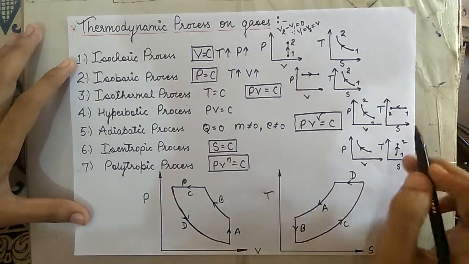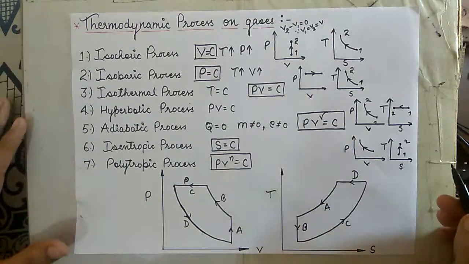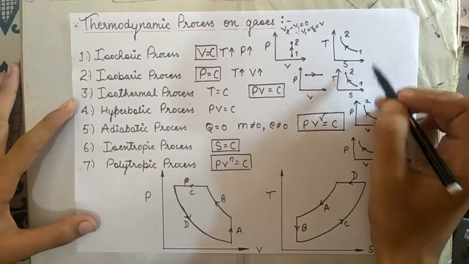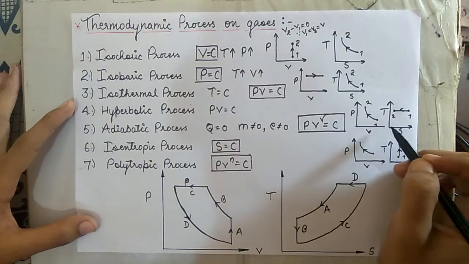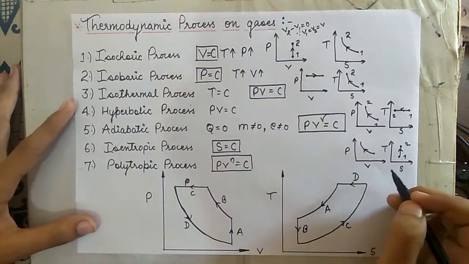So this is the PV and TS diagram for all the processes. First is for isochoric, then isobaric, then isothermal, and the last one is for adiabatic process.